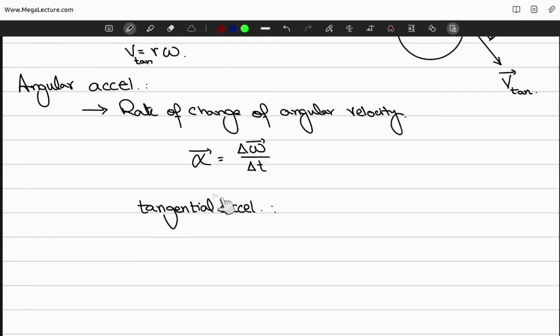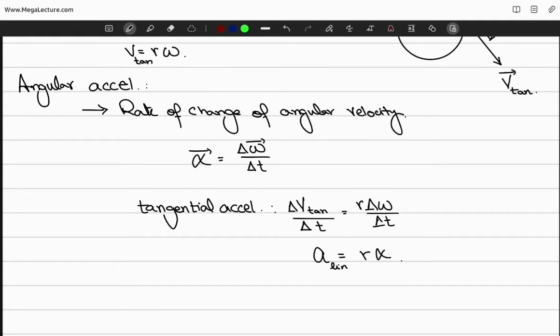Now I can also define tangential acceleration. If I look at this expression for the tangential velocity and I divide it by the change in time, I get something like this. But what is delta omega over delta t? Well, clearly it is the angular acceleration, and hence I can relate the linear acceleration to the angular acceleration with this expression over here.